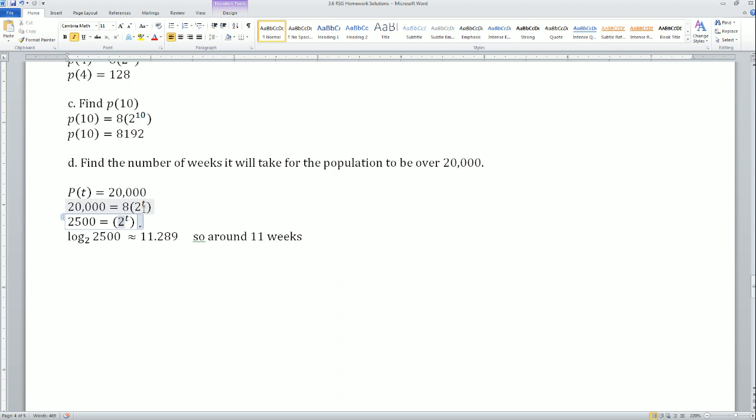So here, the only way I know how to solve for the exponent, besides guess and checking, is to use your log. So log base 2, because that's your base number. Log base 2 of 2,500, t is equal to roughly 11.289. So at around 11 weeks, she gets roughly 20,000 rodents in total.